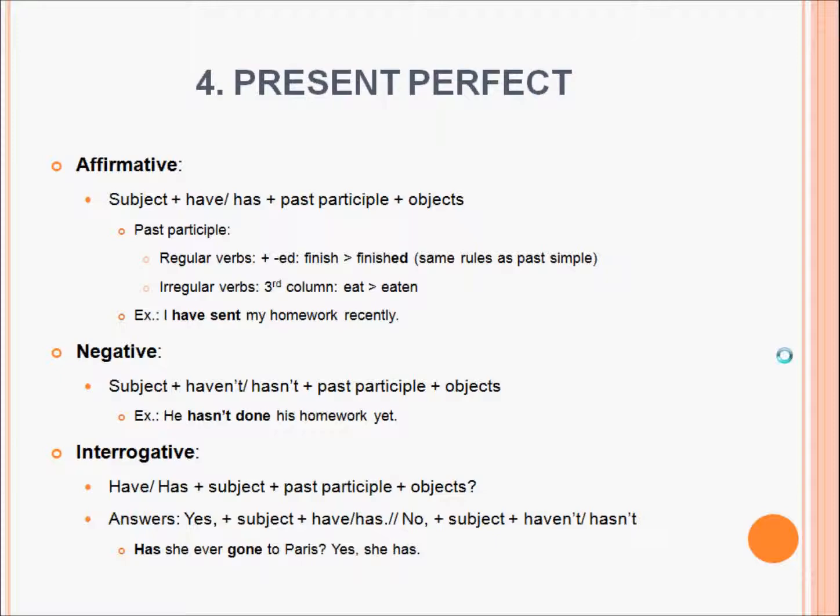And the interrogative, have or has, plus subject, plus past participle, plus objects. And the answers, if they are affirmative, yes, plus subject, plus have or has. And if they are negative, no, plus subject, plus haven't or hasn't. For example, has she ever gone to Paris? Yes, she has. ¿Ha ido ella alguna vez a París? Sí.